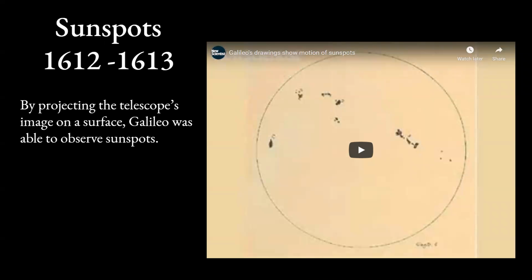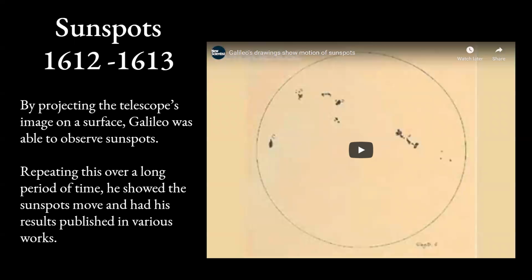He also notices sunspots a couple years later, when he's doing some extra explorations, 1612 to 1613. Now, he's not stupid. He doesn't just straight up look at the sun. He would project it on paper, and then he would basically draw a sketch of what he saw.